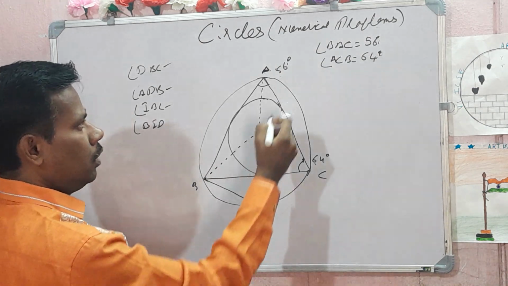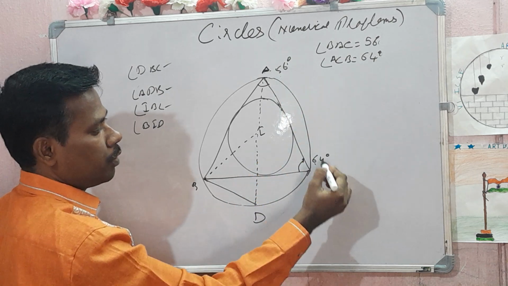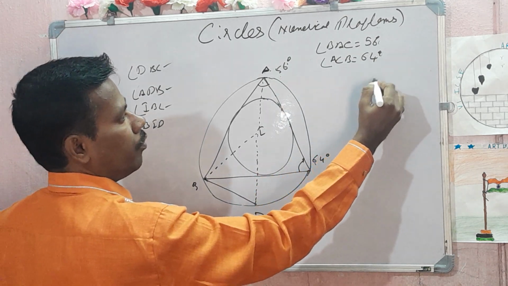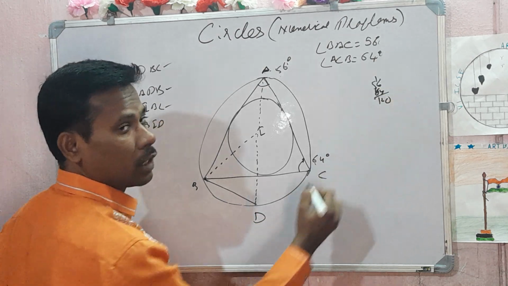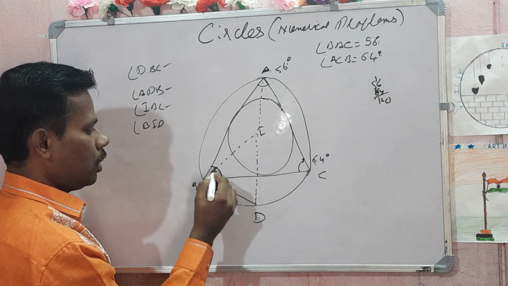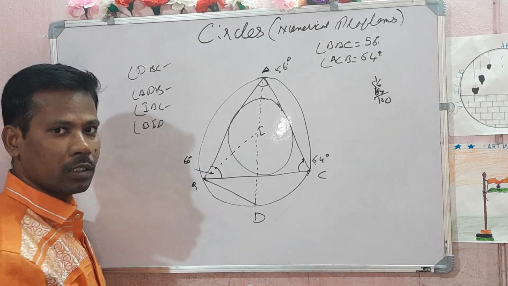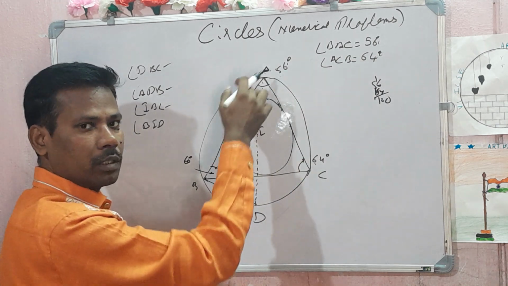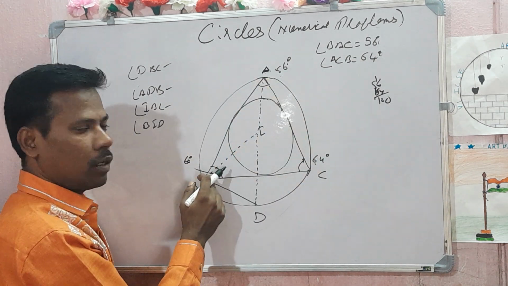Let us see. 56 degrees, 64 degrees. Add these two, 6 plus 4, 10, 5 plus 6, 11. So it is 120 degrees, 56 plus 64. So what can you say about this one? It is 60 degrees, right? Are you following what I am saying? Sum of the angles of a triangle, simple basics, 8th standard, 6th class basics. Sum of the angles of a triangle is 180.